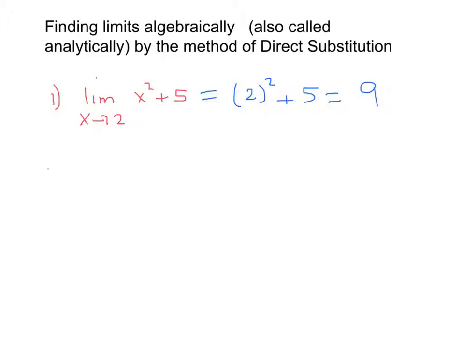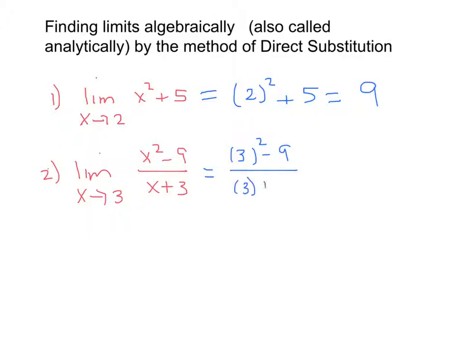We're going to try another function. We're going to try the limit as x approaches 3 of the quantity x squared minus 9 over x plus 3. Once again, I'm going to substitute every x with a 3, so I will have 3 squared minus 9 all over 3 plus 3. 3 squared is 9, take away 9 is 0, 3 plus 3 is 6, I have 0 divided by 6.